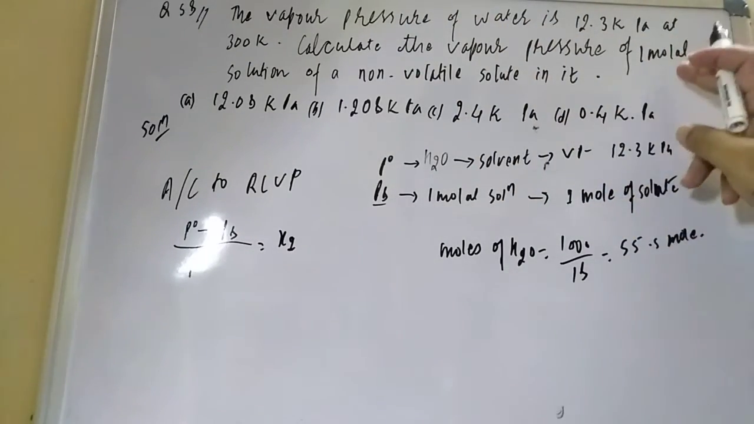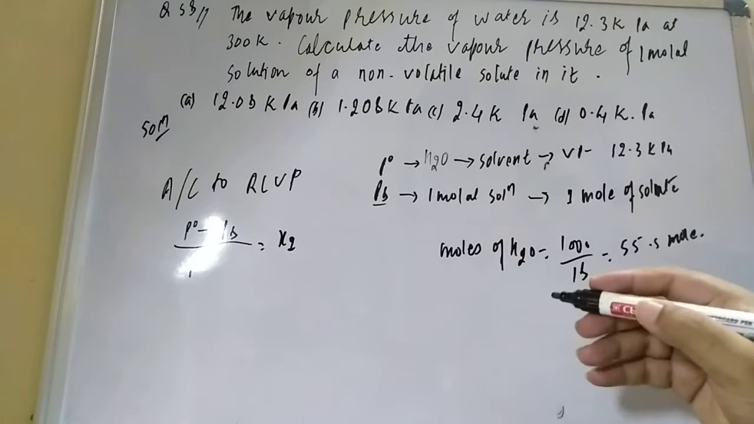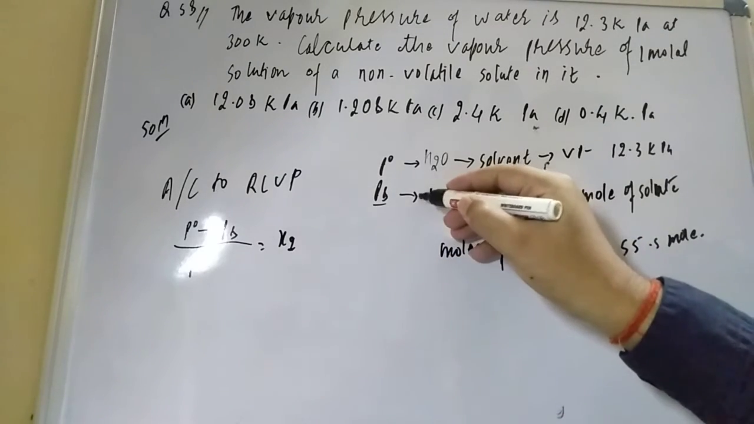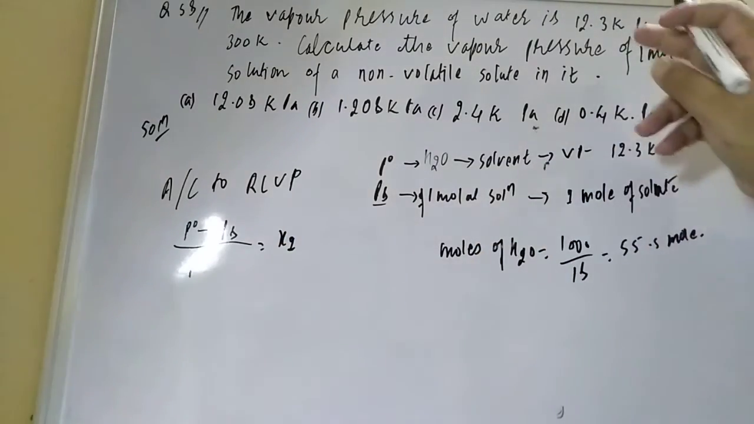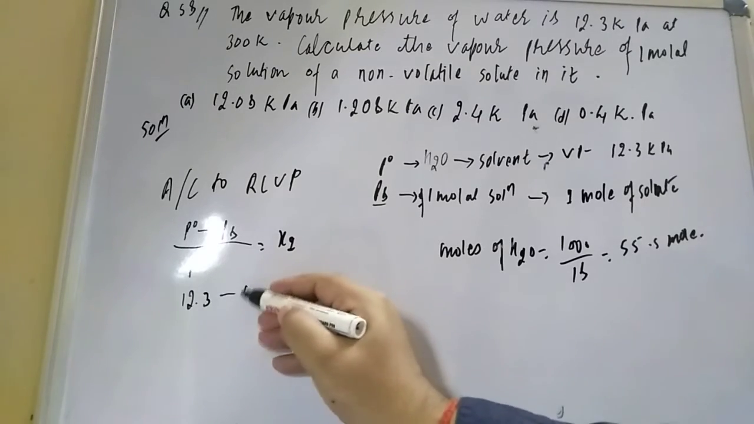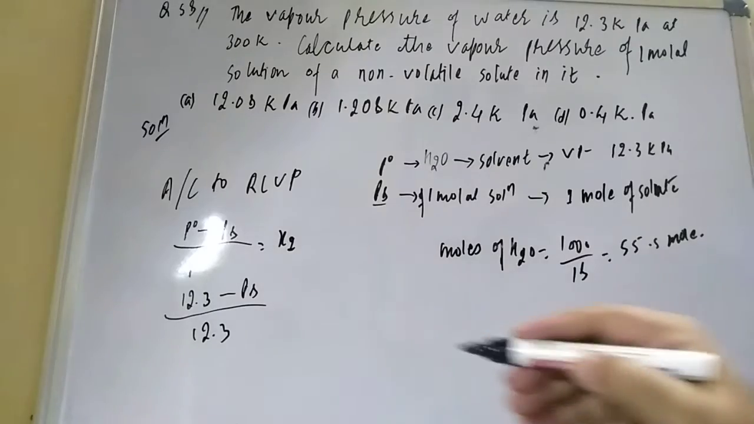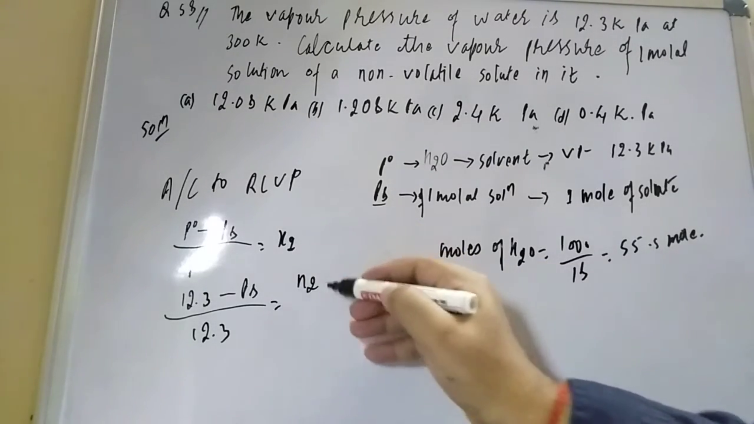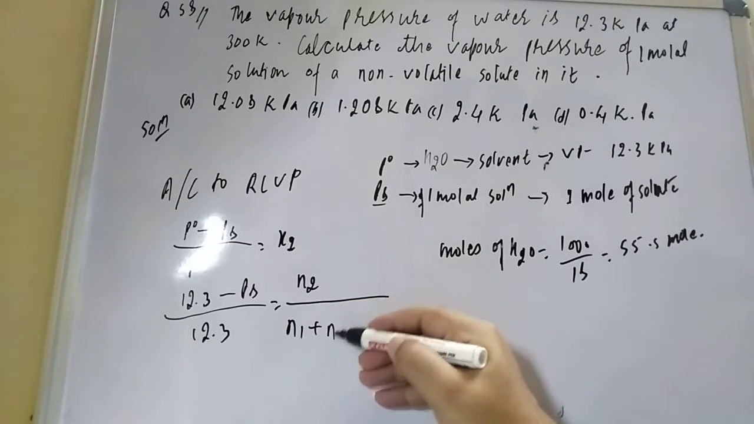Calculate the vapor pressure of 1 molar solution. So Ps they are asking. P naught they have given, 12.3. So here I am writing (12.3 minus Ps) divided by 12.3 equal to X2. X2 means N2, moles of solute, divided by N1 plus N2, total moles.